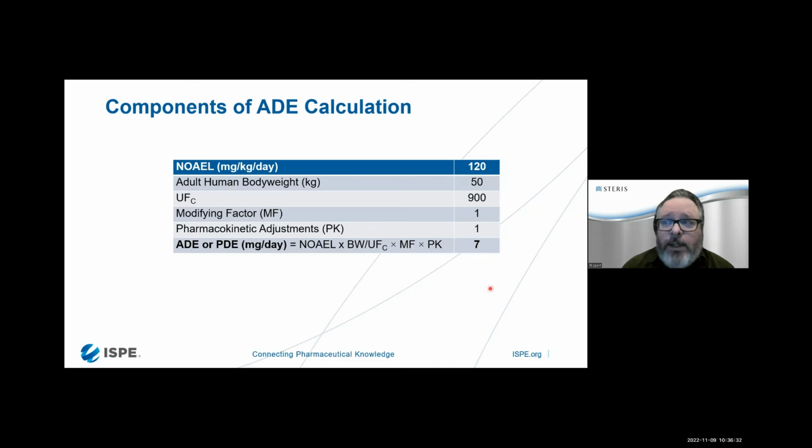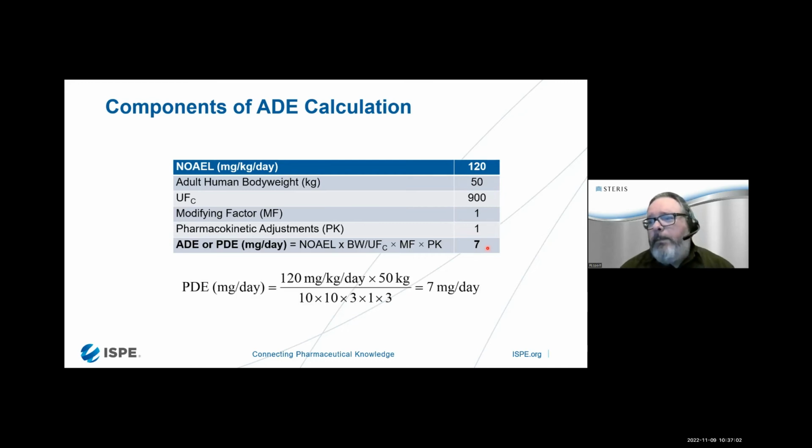So pulling that all together, we have the point of departure, or the NOEL value. We have the body weight. We have the cumulative uncertainty factors. And then we have what's called a modifying or pharmacological adjustment. And then we have our final ADE or PDE value, and that's in mgs per day. And again, this is the amount that can be exposed given any route of administration over the lifetime of exposure. And here it is written in a slightly different way that looks at the uncertainty factors written out.